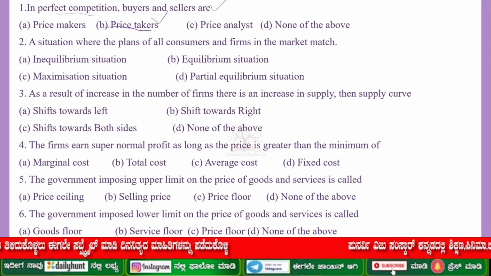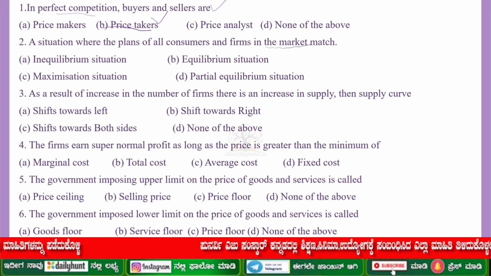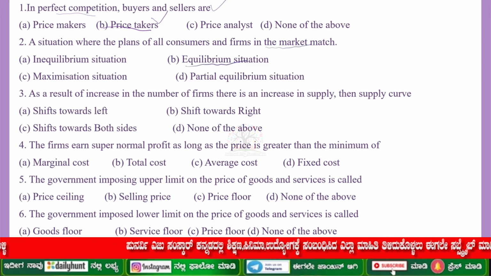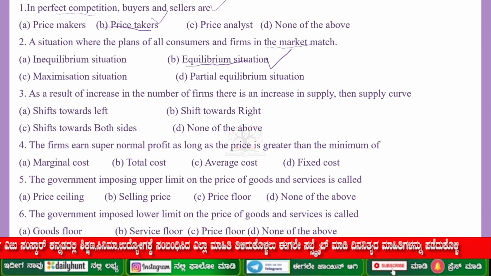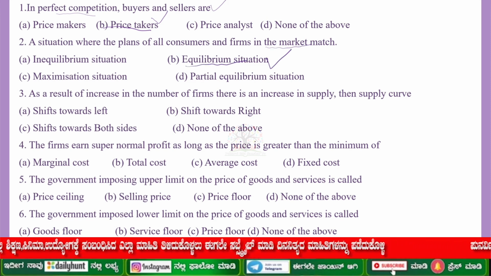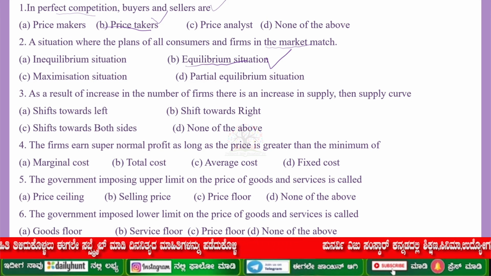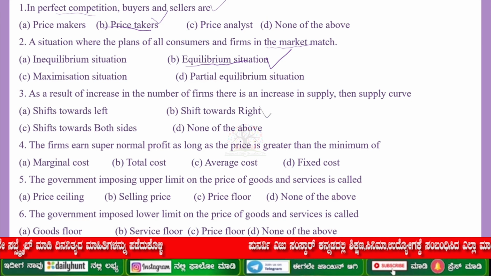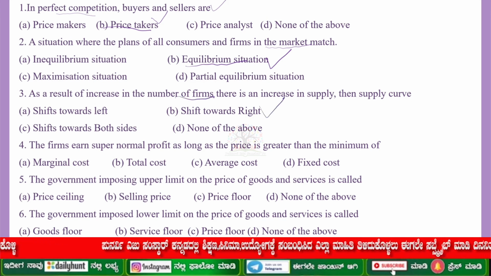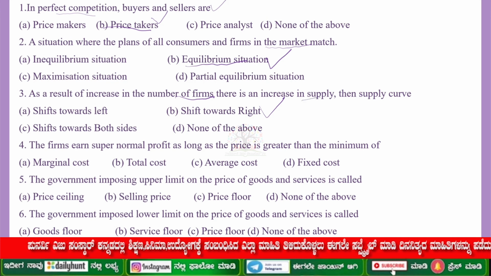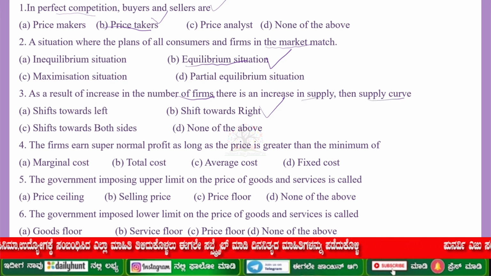A situation where the plans of all consumers and firms in the market match is the equilibrium situation. As a result of an increase in the number of firms, there is an increase in supply. Then the supply curve shifts towards the right side. See here, as the number of firms increases, supply also increases. When supply increases, definitely the supply curve shifts towards the right side.